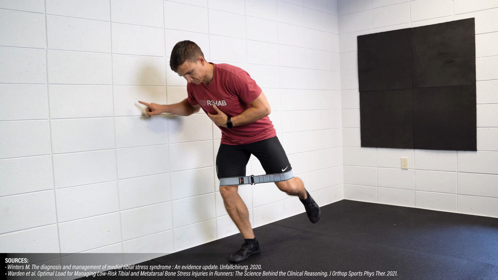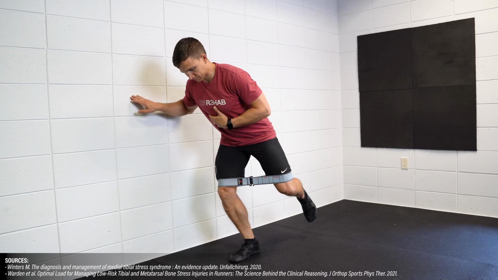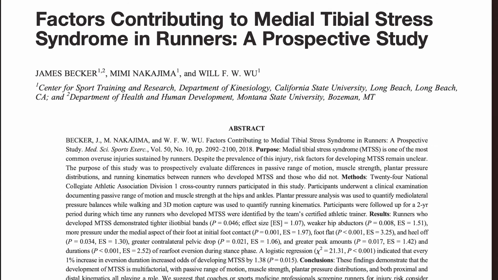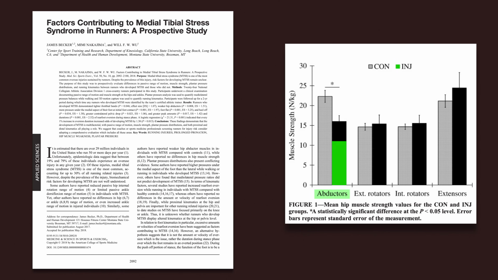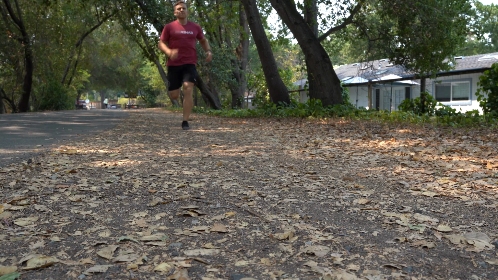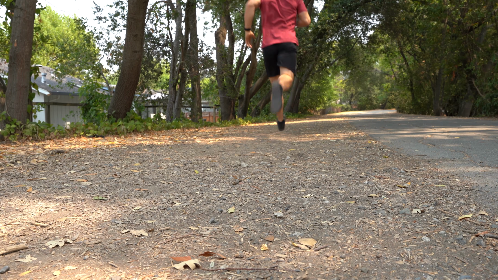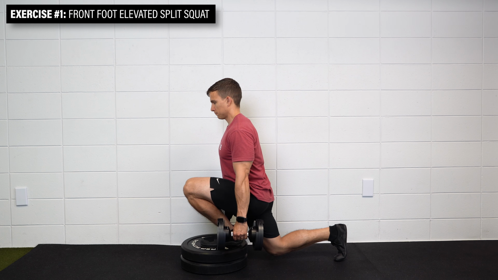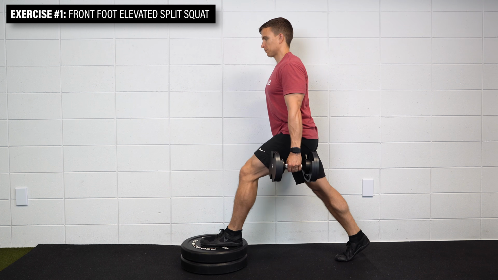The resistance exercises are based on recommendations by Winters and Warden et al., research by Becker et al. in 2018 that identified hip abductor muscle weakness as a possible risk factor, and the demands of running in general. They are meant to complement your running or cross-training, not serve as a replacement. You would ideally perform the exercises 2 times per week and keep pain to a 2 out of 10 or less. Exercise number 1 is the front foot elevated split squat.